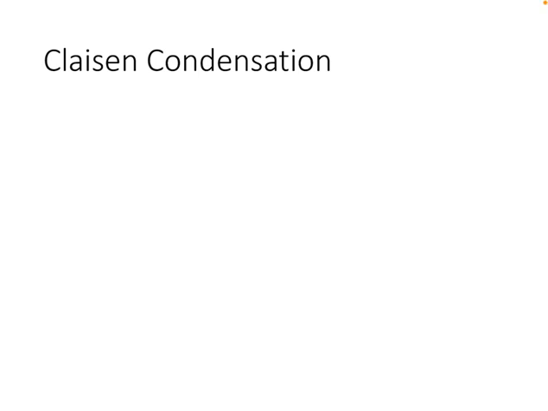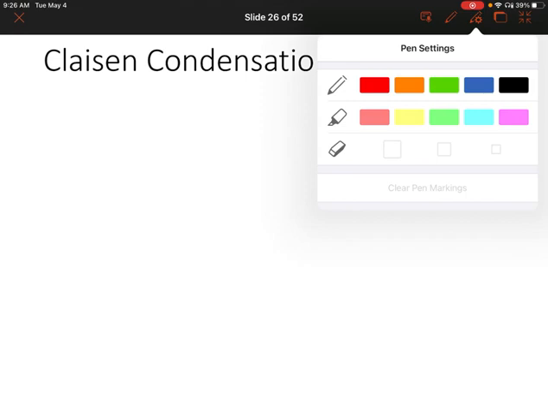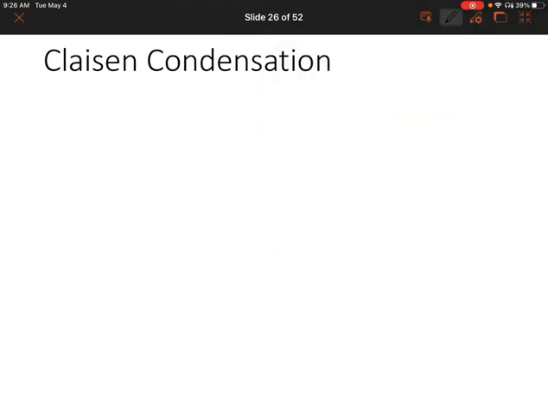Hi everyone. In this video we're going to continue our discussion on alpha carbon chemistry. So the next reaction we're covering is Claisen condensation. In this reaction we're using an ester instead of a ketone or an aldehyde.